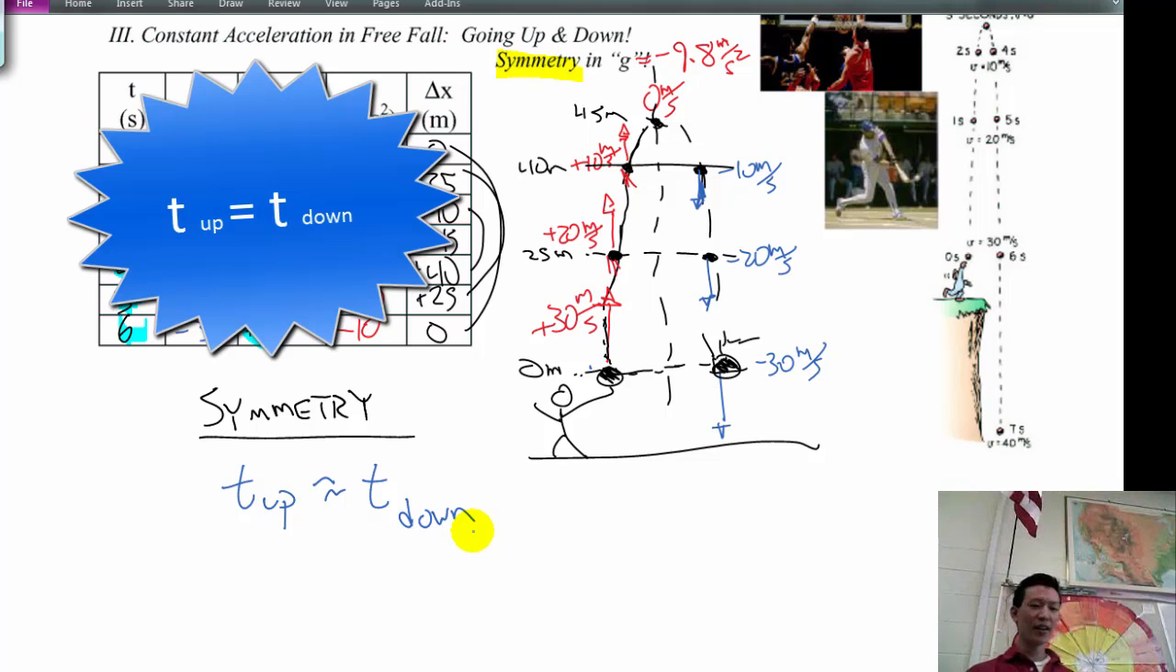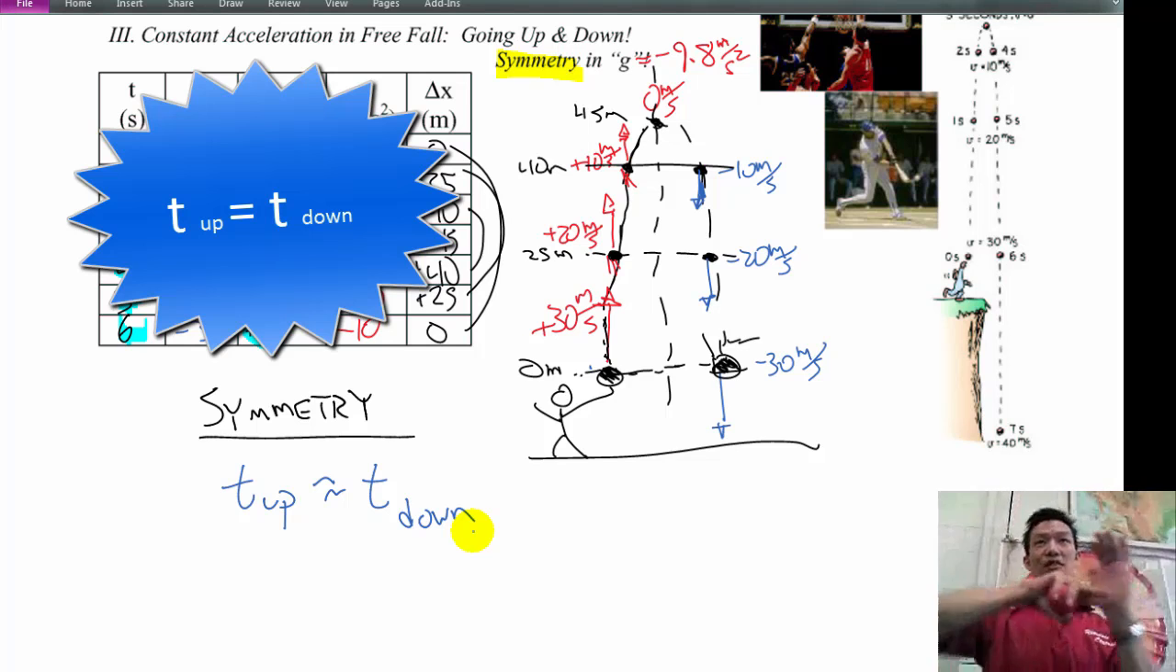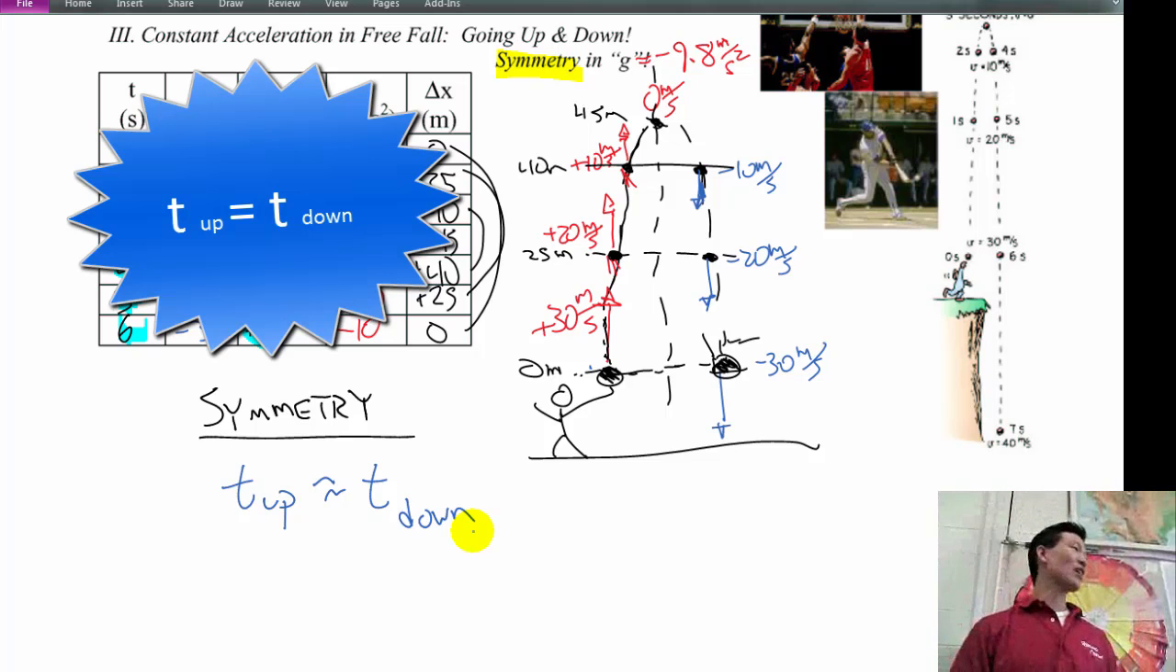Here's a little trick. On problems that involve going up and down, it's too much work to solve for the whole thing. Too many unknowns. You guys look tired. Let's just do half the work. So one little trick is just solve for going up or solve for coming down.